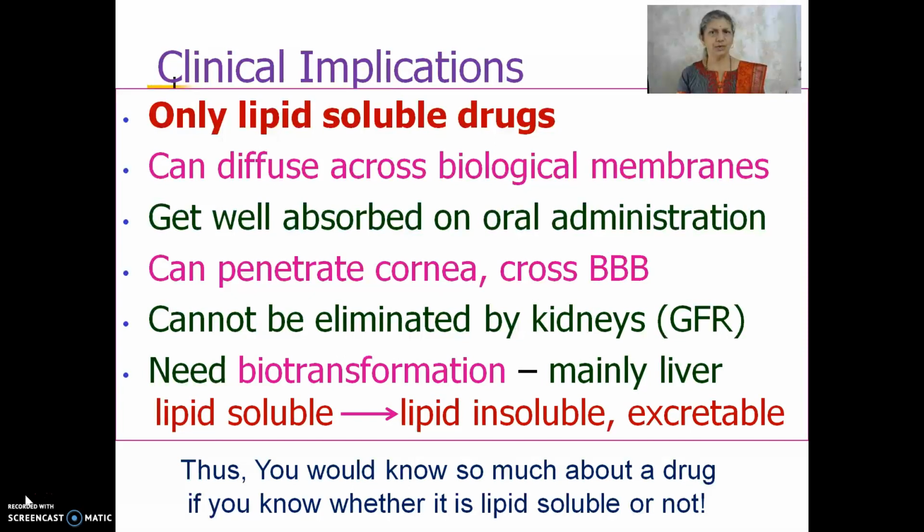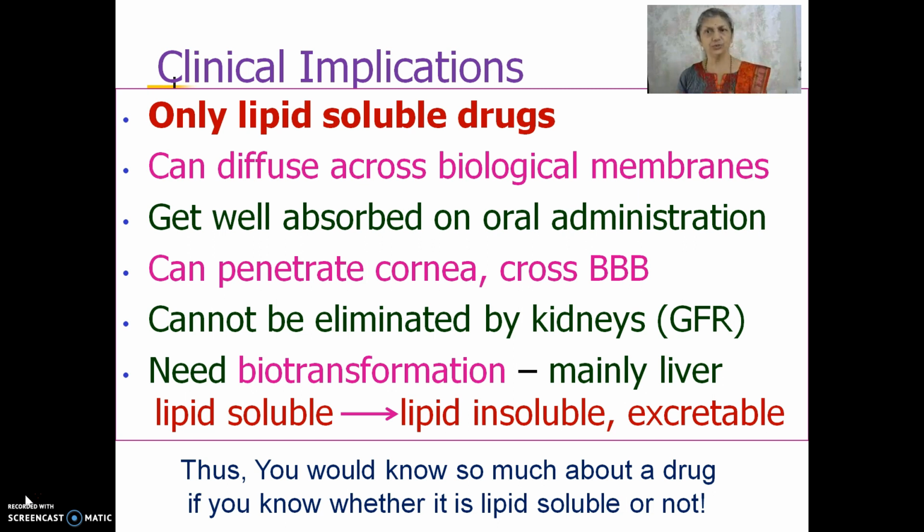Thus, if you understand whether a drug is lipid soluble or not, you know so much about that drug. You know that if it is not lipid soluble, it may not be available for oral administration. Because it cannot cross the biological membranes, it may not get absorbed. Example is gentamicin. You have to inject it. If it is lipid soluble, it would be available by oral administration. It can cross the cornea, so you can have pilocarpine eye drops to go inside the eyes and work. You can have drugs like levodopa, which can cross the blood-brain barrier. And we have drugs like carbidopa, which cannot, because one is lipid soluble, the other is not.